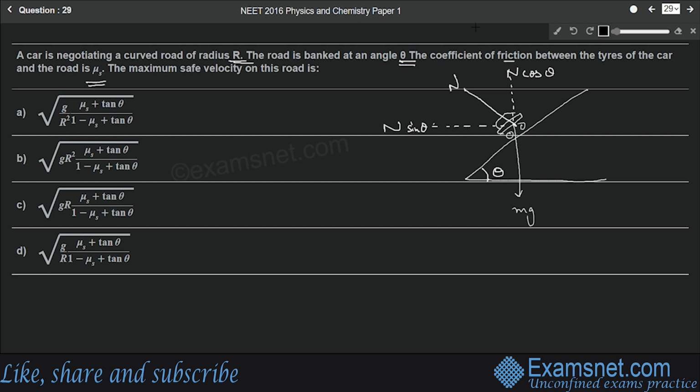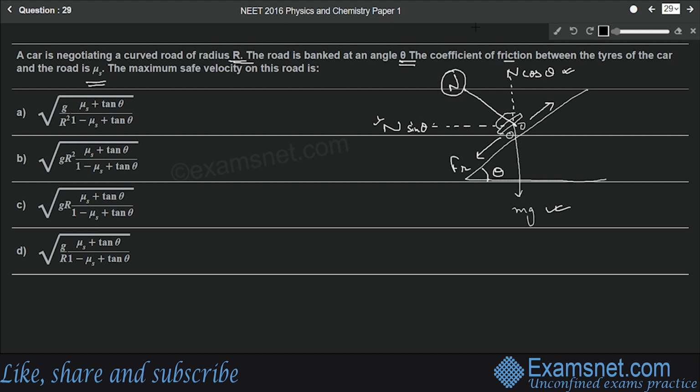As you can see, one downward force is acting, and this is equal to mg. Then a force is perpendicular to the road, that is the normal force. Now this normal has two components, n cos theta just opposite to mg, and n sin theta that is perpendicular to n cos theta. Now since there will be a frictional force also here, the car is moving in this direction, so a frictional force will be in the opposite direction, that means downward. So this is the frictional force Fr.